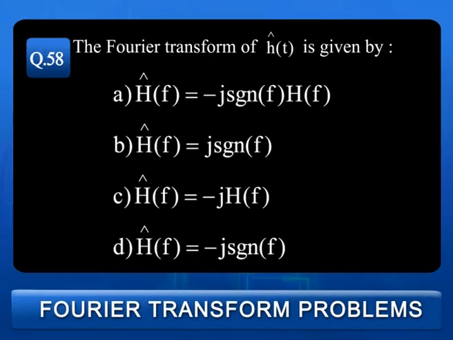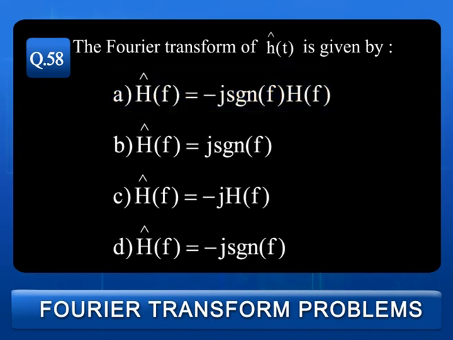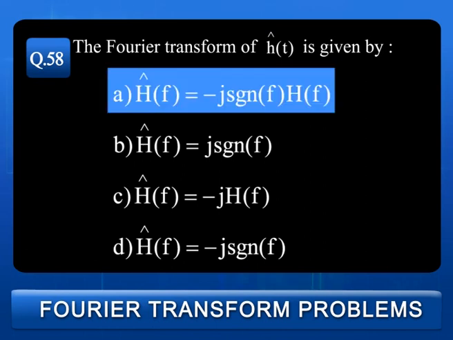Let us see the 58th question. The Fourier transform of h cap of t is given by A, h cap of f is equal to minus j signum of f h of f, or B, h cap of f is equal to j signum of f, or C, h cap of f is equal to minus j h of f, or D, h cap of f is equal to minus j signum of f. The answer is of course A, that is h cap of f is equal to minus j signum of f h of f.